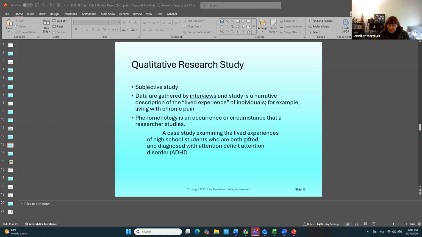A qualitative research study is what we would consider a subjective study. Just like when you're collecting objective data or subjective data from your clients, same kind of thing. Objective for quantitative is quantifiable. With qualitative, it's very subjective. So data is collected by interviews. It is a study, a narrative description of the lived experiences of individuals.